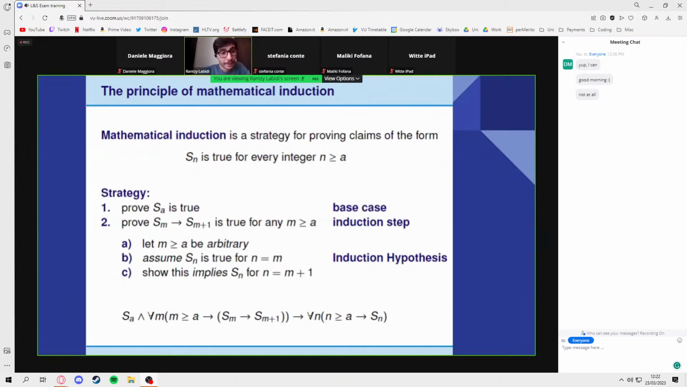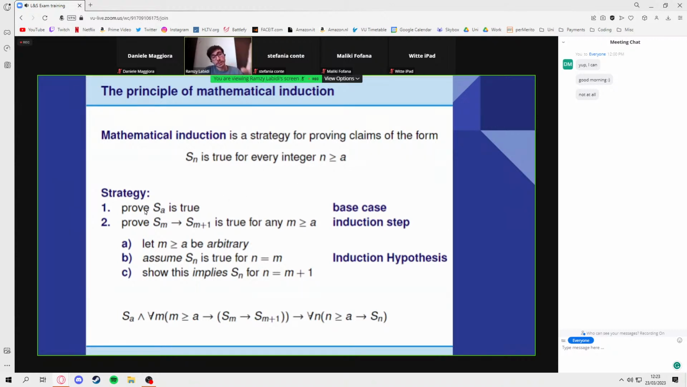All right, this, on the other hand, will. So mathematical induction is a strategy for proving claims, and this strategy is widely used in many disciplines. The way it works, you take a base case. In this case, it says Sn is true for every integer n bigger than or equal to a.